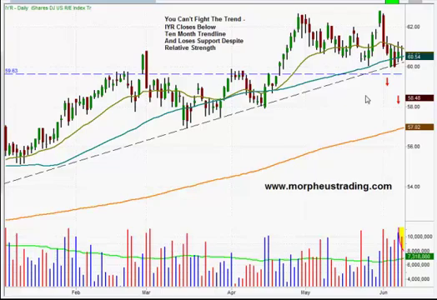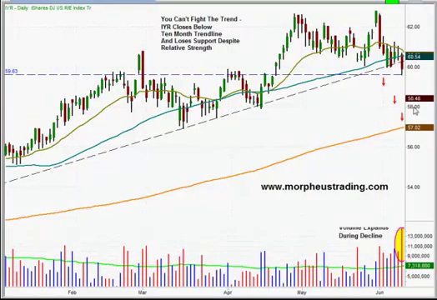However, you will notice on Thursday, IYR finally cracked the uptrend line and closed below it, but still certainly was showing relative strength to the S&P 500. Because once again, the S&P was trading well below its trend line and 50-period moving average. It was trading down in this range.